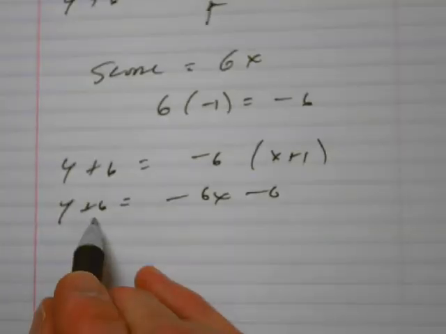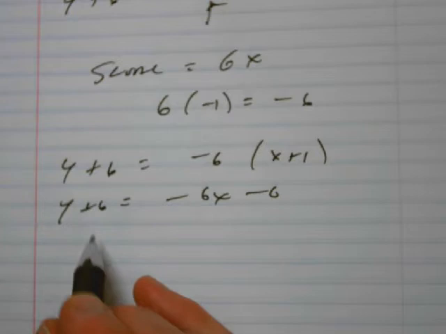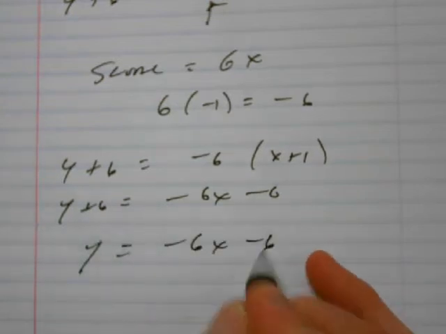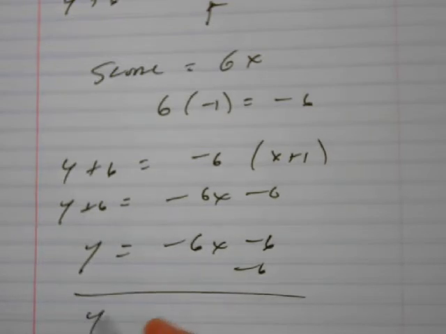And then I'm going to subtract 6 from both sides, and y is equal to -6x minus 6 minus 6, giving me y is equal to -6x minus 12. So that would be the equation of the tangent line for that problem.